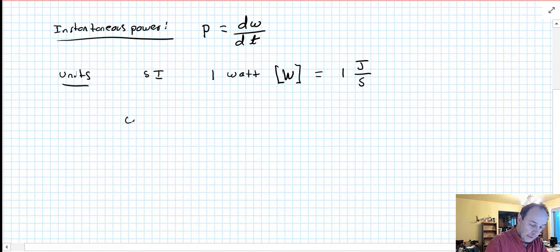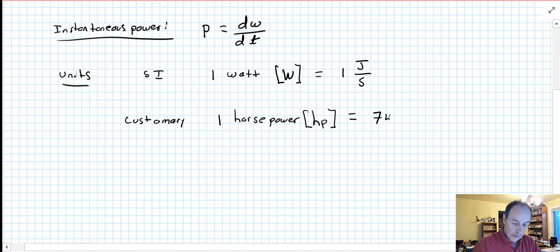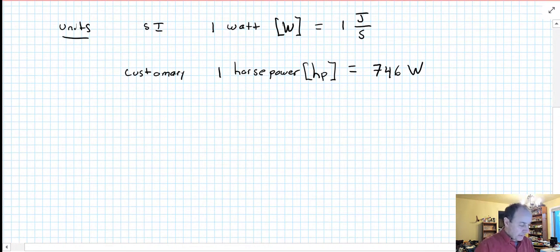The customary unit is the horsepower, abbreviated HP, and that's 746 watts. A little shy of a kilowatt. Okay, so just a little note.